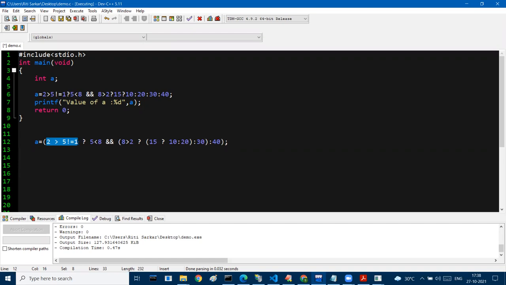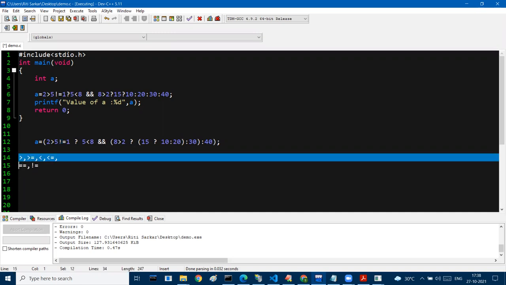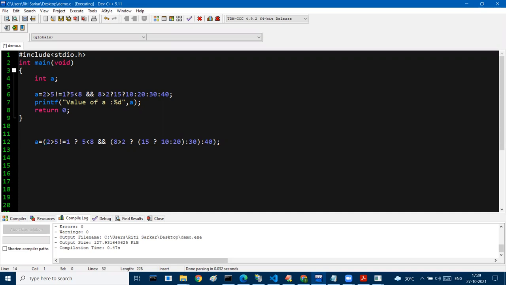Here, this is expression 1. In this expression 1, what are we having? 2 greater than 5 not is equal to 1. Who has higher precedence here? Greater than has higher precedence than not is equal to. Six relational operators are there, I already told you: greater than, greater or equal to, less than, less or equal to, and equal to, not equal to. Among the 6, these 4 have higher precedence than these 2. Now, 2 greater than 5 is false, 0. 0 not equal to 1: yes, it is true.